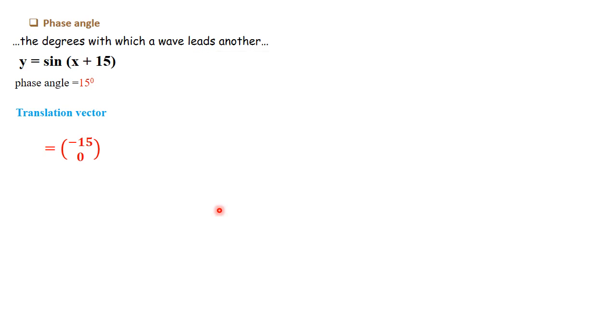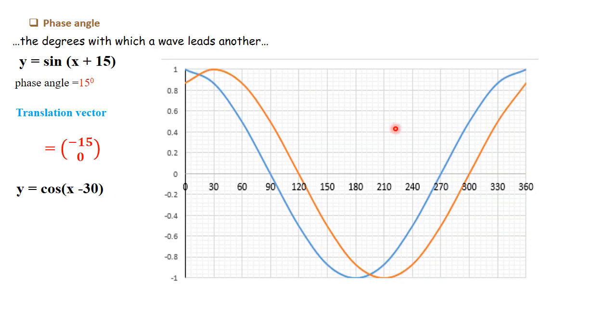Another example, for cosine. If we have y equals cos in brackets x minus 30, we have the two curves I've plotted for you there. We have y equals cos x again, the blue one, and then y equals cos in brackets x minus 30. And so what's the phase angle? It's clearly 30. It is as though one curve leads the other one by 30.